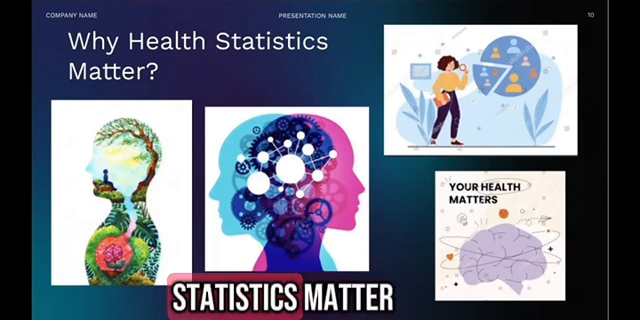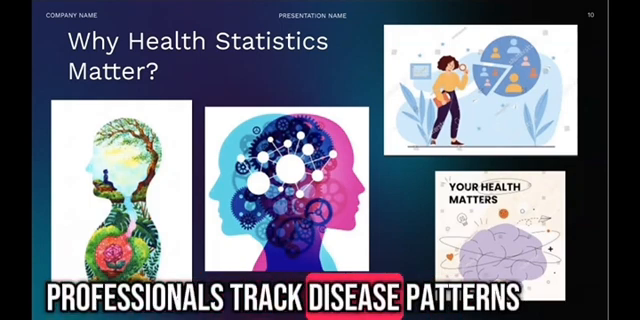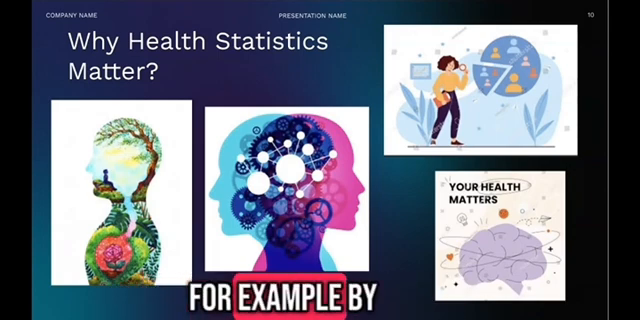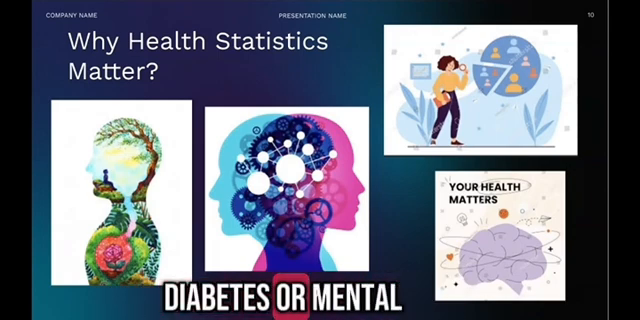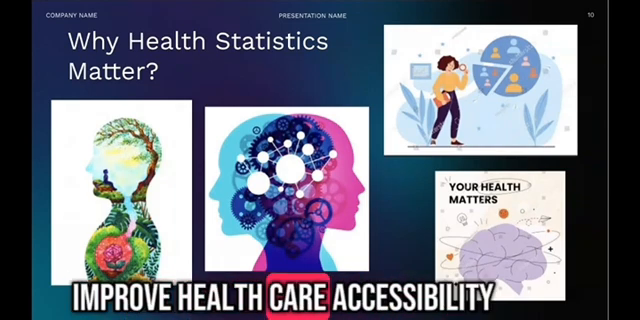Why do these statistics matter? Health data helps governments, researchers, and healthcare professionals track disease patterns, allocate resources, and improve public health policies. For example, by analysing trends in diabetes or mental health conditions, governments can fund prevention programs and improve healthcare accessibility.